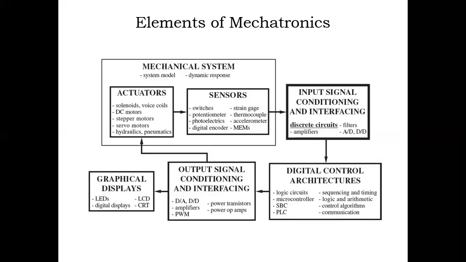The output signal also goes to the graphical displays. Graphical displays are LEDs, LCDs, and digital displays such as CRTs. They show the status of the signal, the status of the manufacturing process, and the status of the system. If there is any failure, it will be indicated in the graphical display. So these are the elements available in mechatronics: mechanical systems, input signal conditioning and interfacing, digital control architectures, output signal conditioning and interfacing, and graphical display.